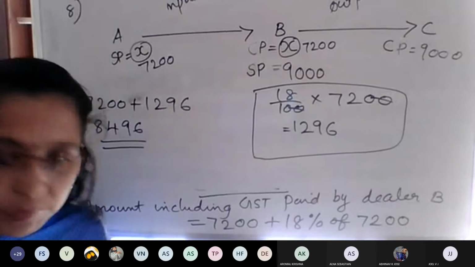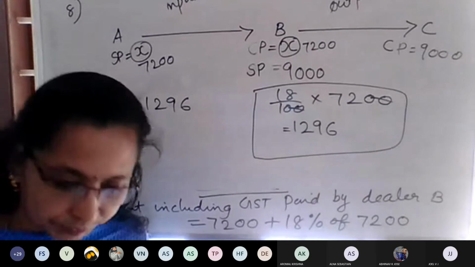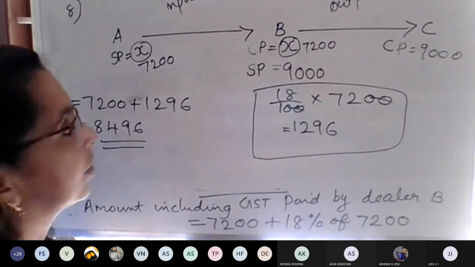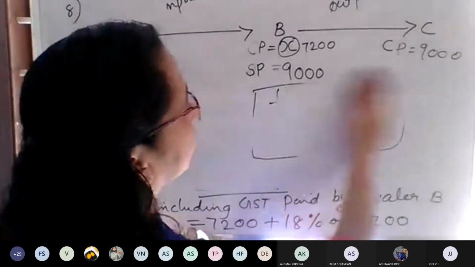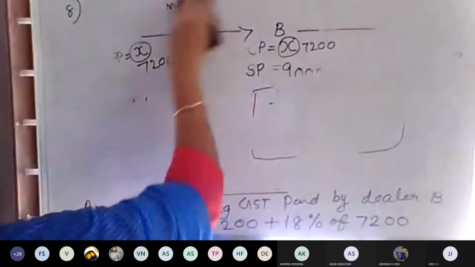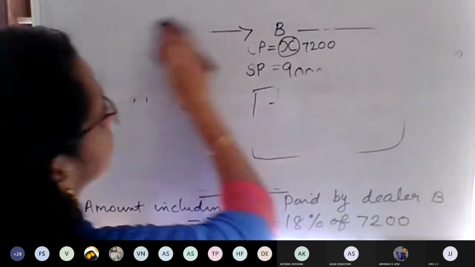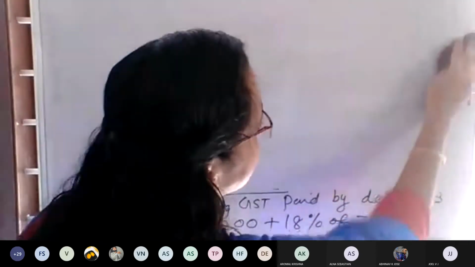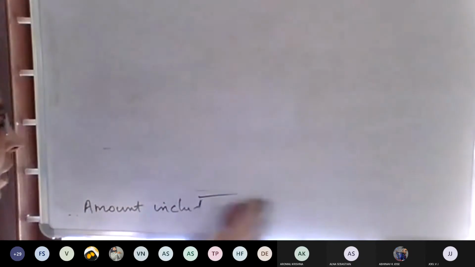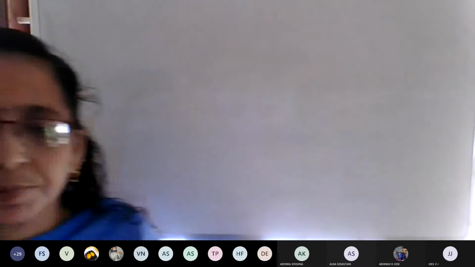Okay. Then the next, 9th question. Study properly. Read each and every sentence, understand that sentence, then only you can do this chapter. It is easy, but you have to read the sentence carefully, then only you can do it.